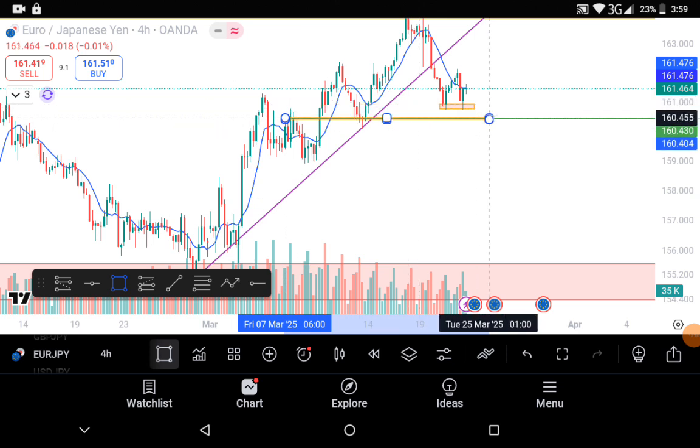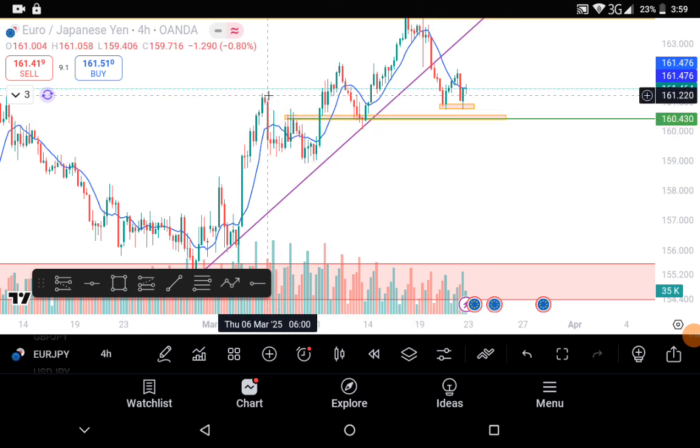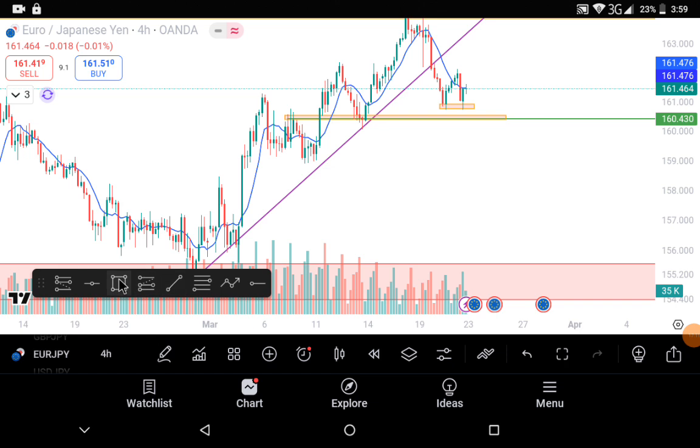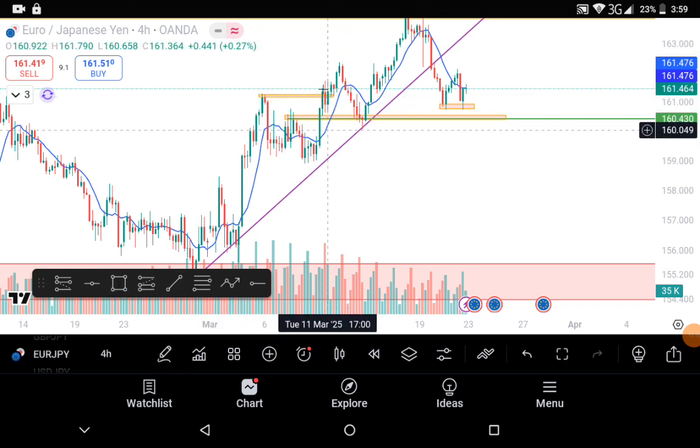Why? Because if you look here, before, this zone was a resistance zone that was broken out, so it turned support. And also here too was a resistance zone that was broken out.